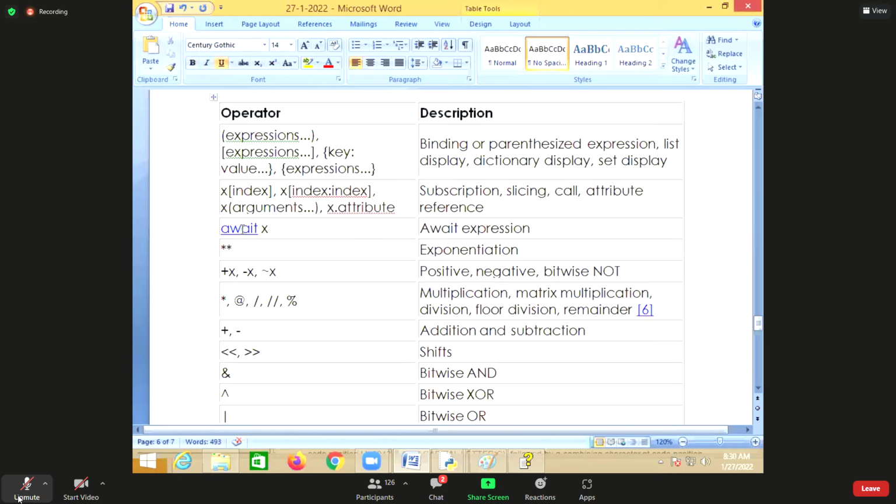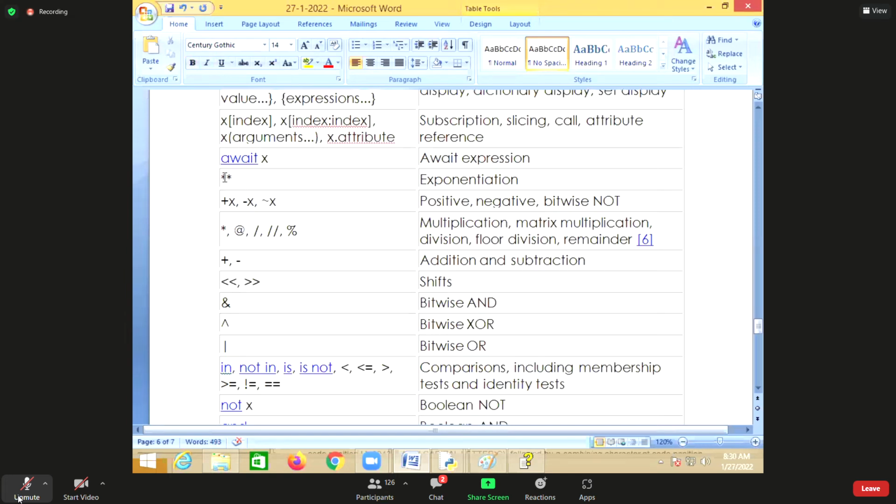Next is the await expression, and then exponentiation. Then come star, slash, double slash and percentage, which have equal precedence. Plus and minus also have equal precedence. But in arithmetic operators, first precedence is given to star star, next to star, then slash, double slash and one more, percentage.